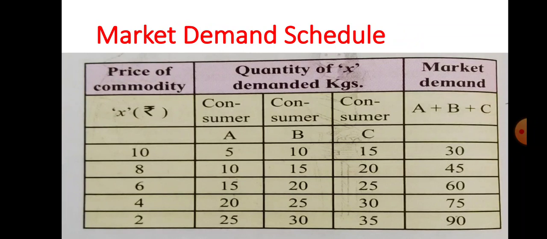Now let us see the market demand schedule. Here we assume more than one consumer, consumer A, consumer B and consumer C, and finally in the last column they give the summation of demand by all three consumers, we get the market demand. So here again there is an inverse relationship between price and quantity demanded by all consumers in the market.